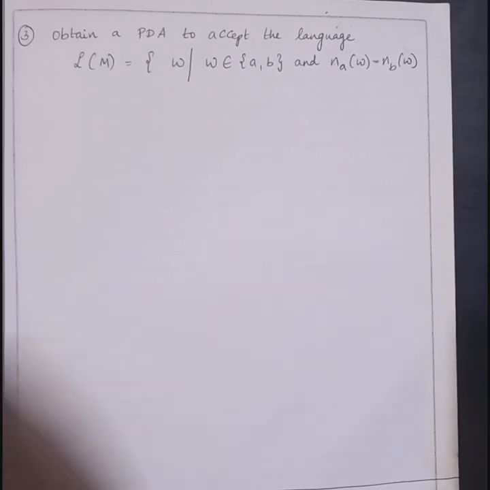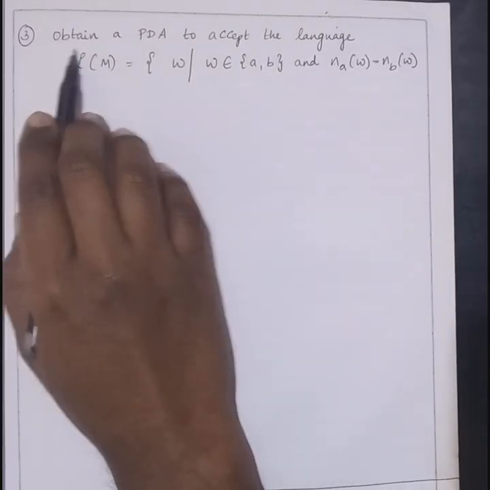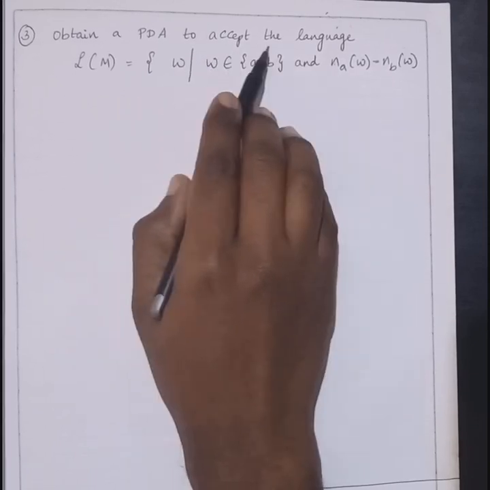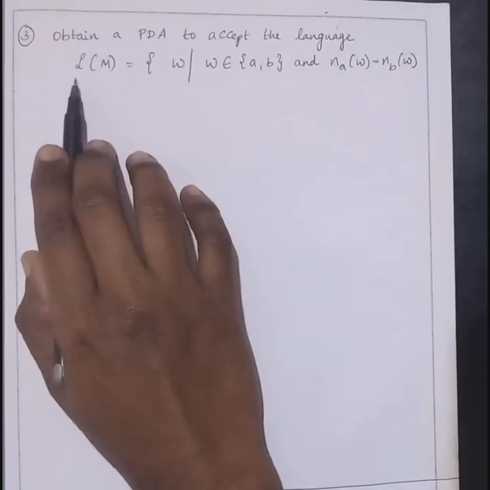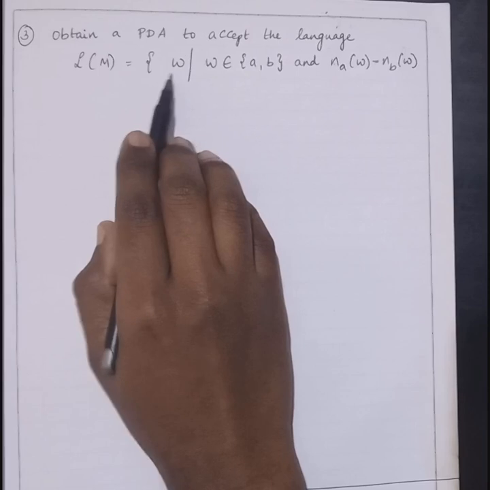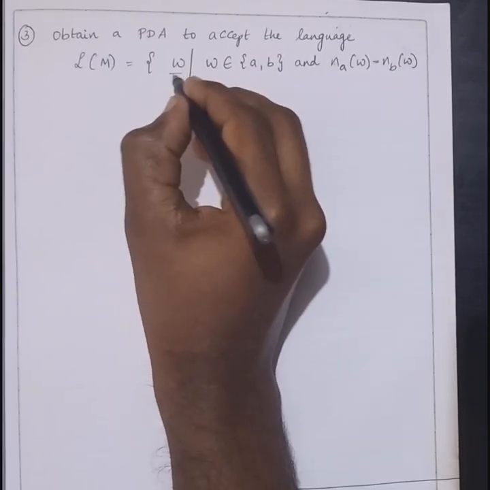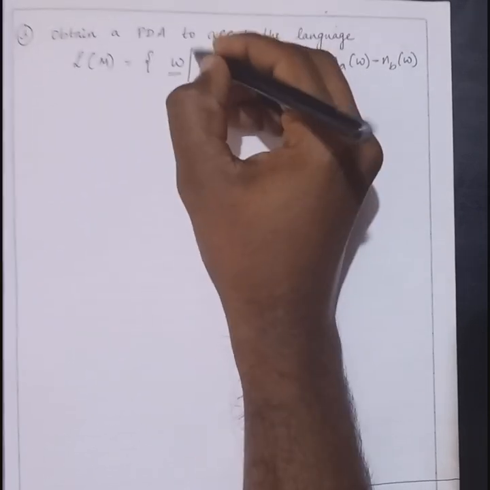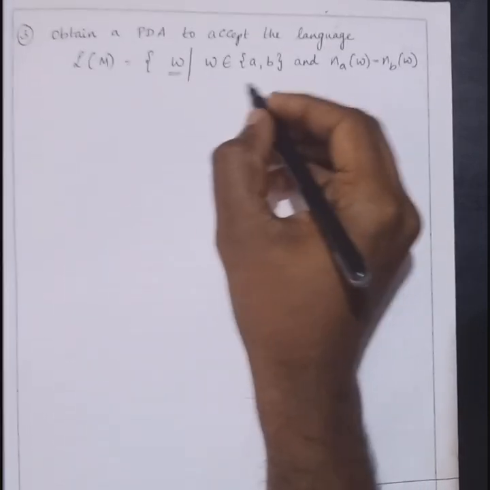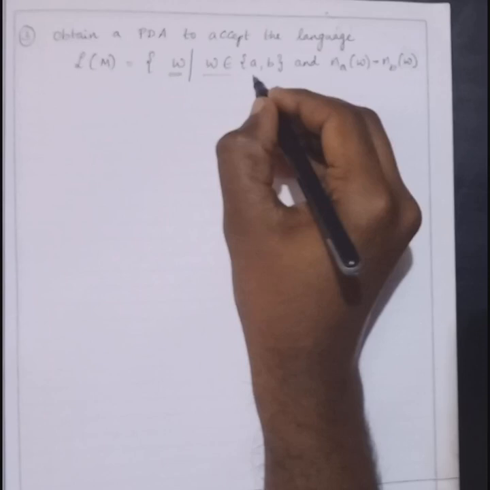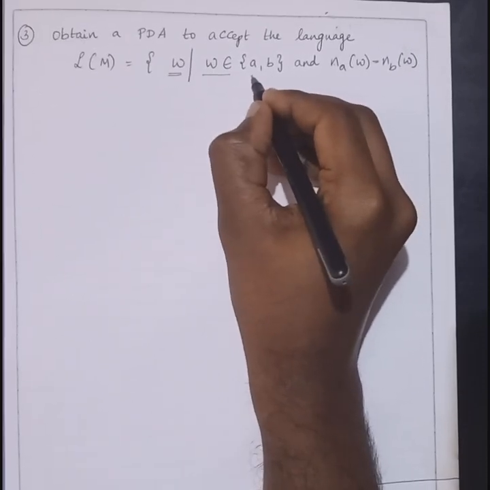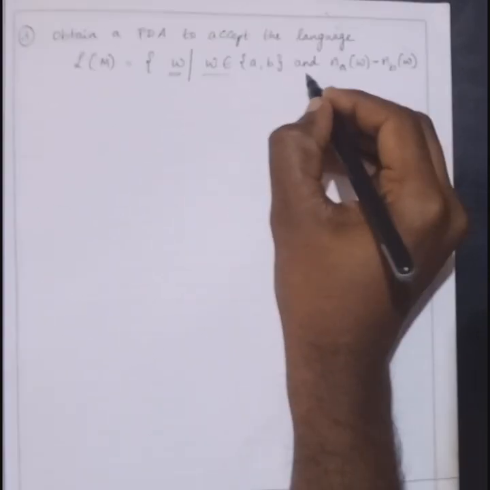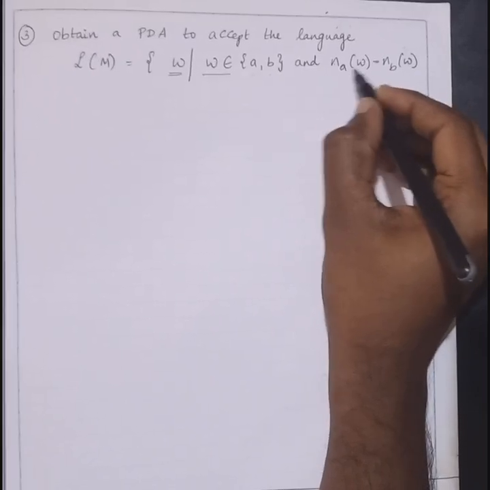Hello everyone. Today we are going to see a new problem. Obtain a PDA to accept the language L of M. So W is the set of strings that is accepted by the machine, and they're saying such that they have a condition W belongs to {a, b}*. So we have two sets of inputs, a and b, and n of a in W.